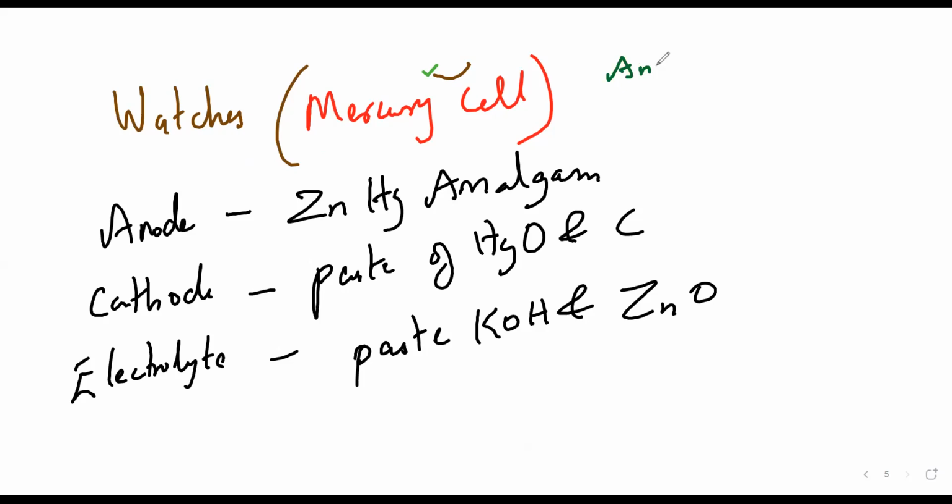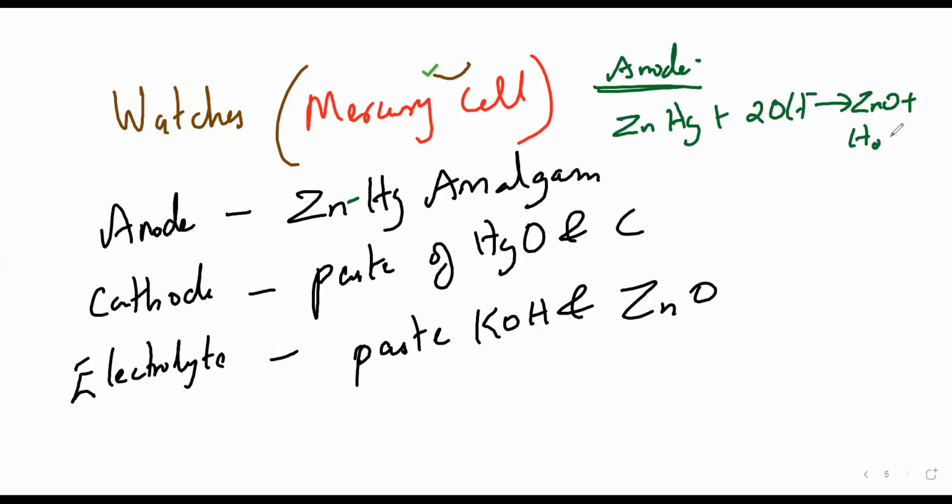Anode. So the anode, we all know, is zinc, but it is actually ZnHg, correct? It's a combination of ZnHg. This will react with what? The hydroxide ions, 2OH⁻. Obviously, this will give out electrons, to form what? Zinc oxide, water and electrons. Whenever zinc is there, electrons will be released.